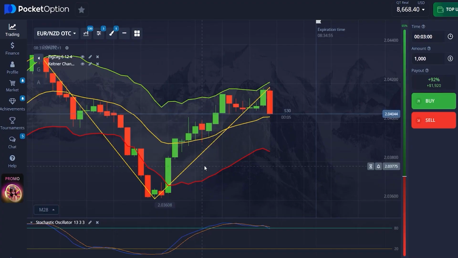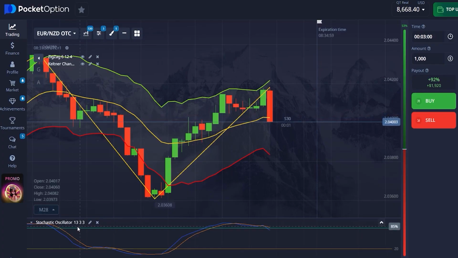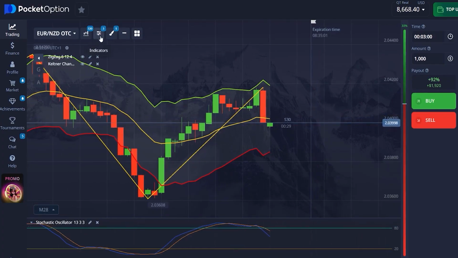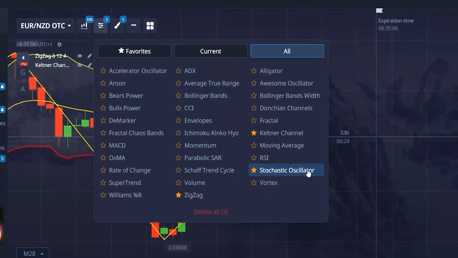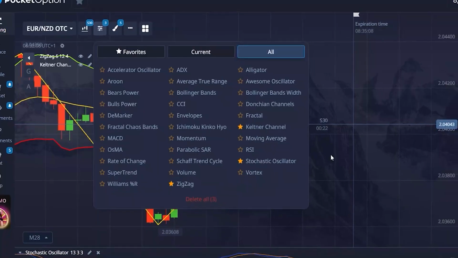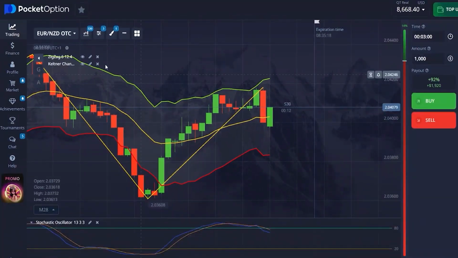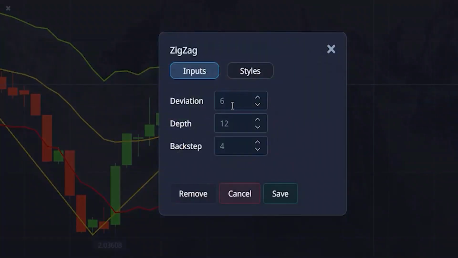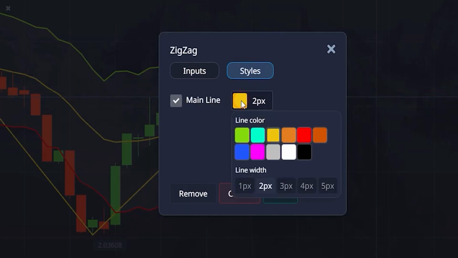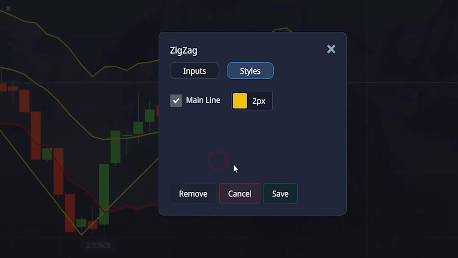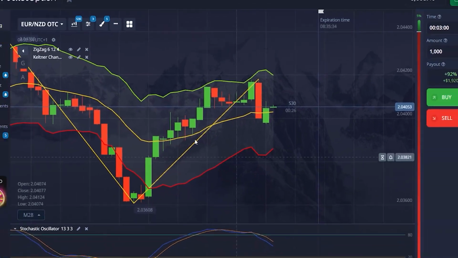So right here on the chart, I'm going to be using a Zig Zag indicator, Keltner Channel, and Stochastic Oscillator. So I can come over to the indicator section, then I can choose a Keltner Channel, Stochastic Oscillator, and Zig Zag indicator. The settings of my Zig Zag indicator comes with the deviation of 6, the depth as 12, the back steps as 4. Right here on the style level at the main line, I'm going to be using a yellow color and I'll set it on 2 pixels. So when I'm done, I'll click on save.